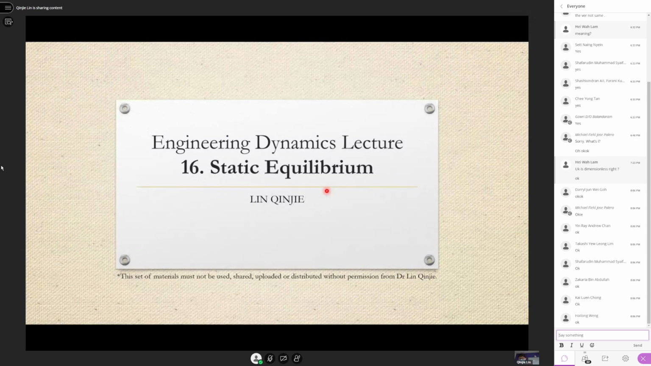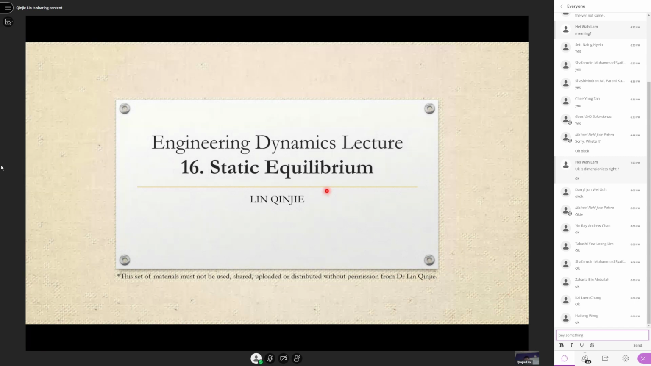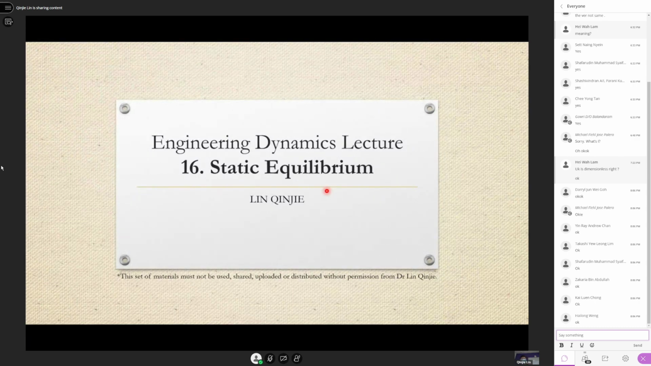Okay, let's start topic 16 on static equilibrium. If you have done or are doing mechanics, this will be quite okay for you. Could be even a revision. Maybe you know more than this already. But I will just assume you all have no knowledge and do it from the start. Static equilibrium is actually an important topic for engineers.